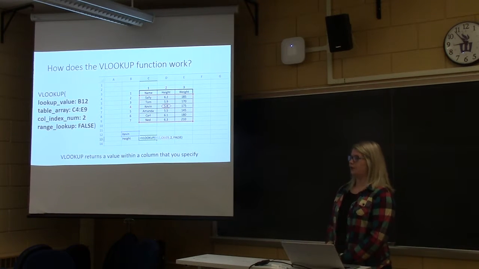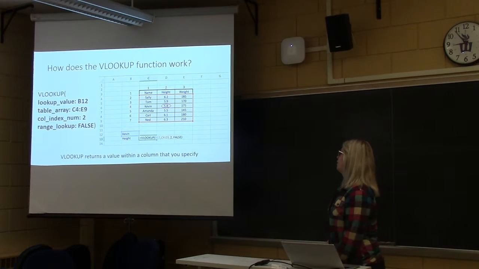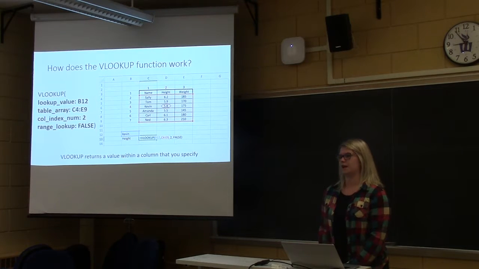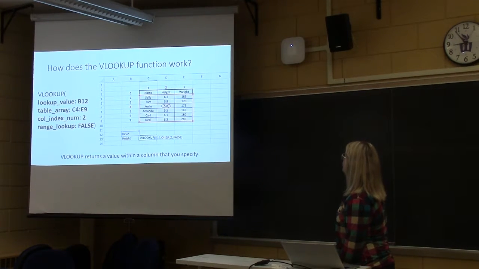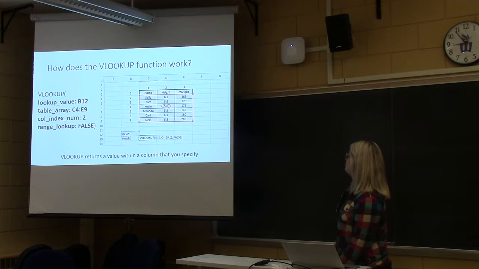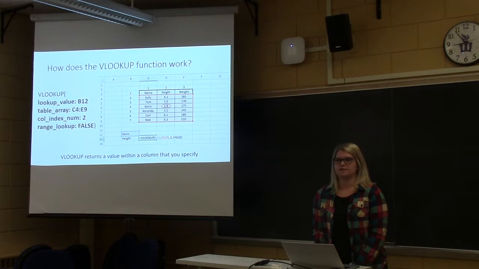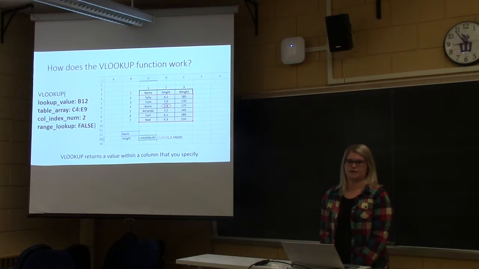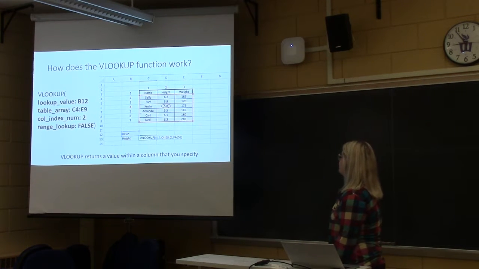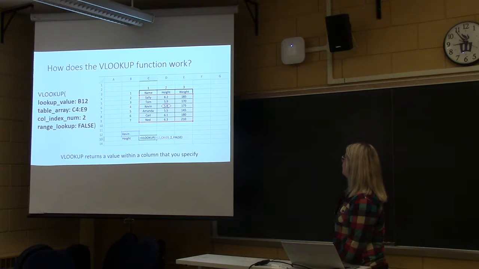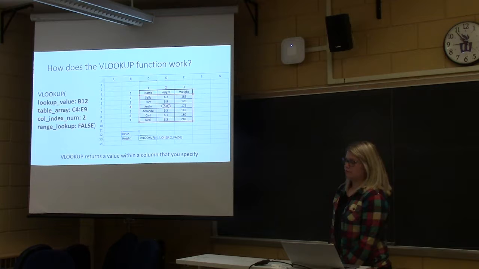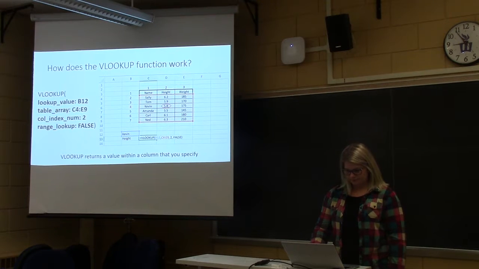In order to find Kevin's height, we have to find which column height falls in in our table array. We can see that highlighted there is column number 2. So we're going to insert column number 2. And then we want exactly Kevin's name. We don't want something close to Kevin. We want Kevin. And so we're going to put in FALSE. The circle there is the return value. We're going to get 5.8, which works great.